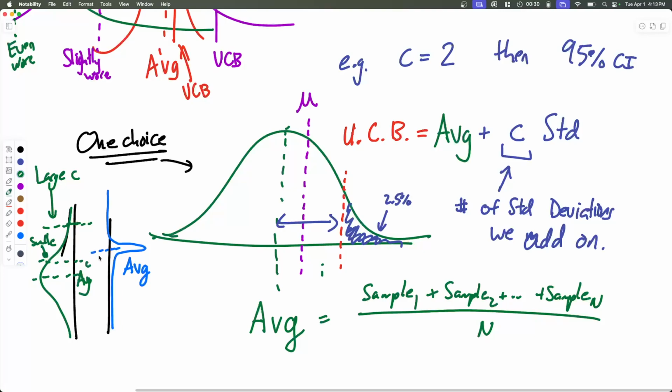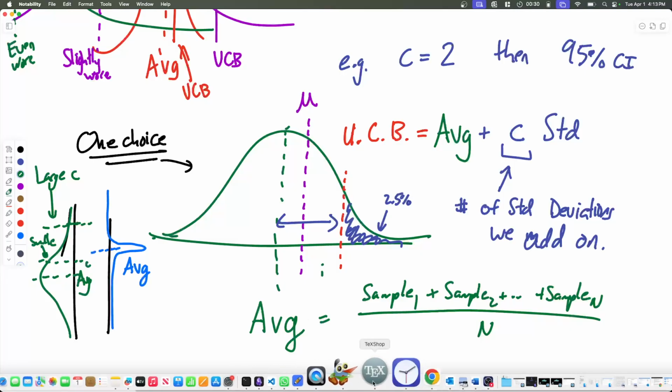And so the bigger you make C, the more optimistic you are, the more you are likely to try an arm that is sort of worse, but has high uncertainty. And the idea is you're going to explore more and then bring that uncertainty down. So maybe over time, the green will shrink, and then we'll know who's better, green or blue, and then we can sort of exploit by picking who's better.